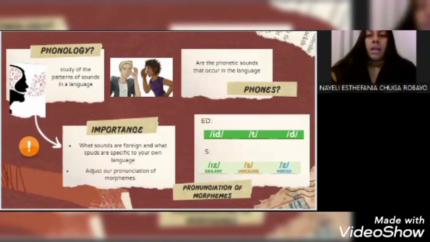Then for the pronunciation of S, there are also 3 ways to pronounce S at the end of a word. The first one is the sibilant sound. That means a hissing or a buzzing sound. For example, races, buses, boxes, prices.